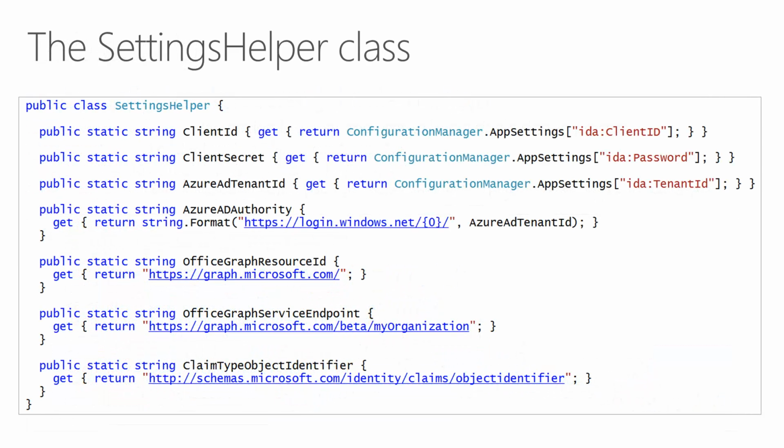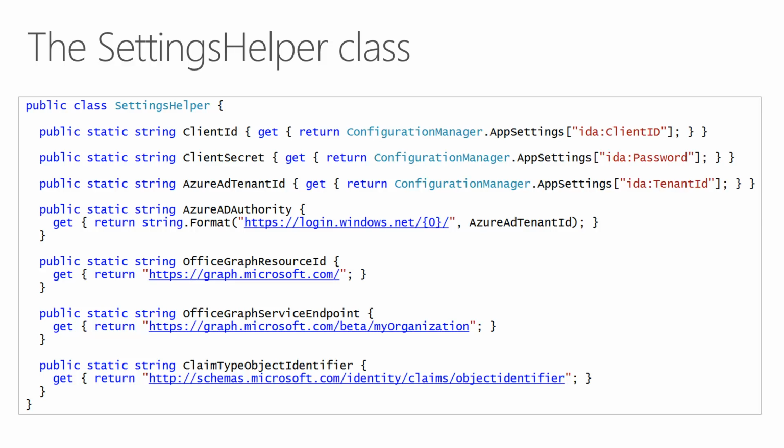we are going to add a settings helper class. Just so in our C# code, we can quickly pull out the client ID, client secret, or the Azure AD tenant ID. And you can see that these first three are basically just pulling values out of the web.config file. We have another value for the Azure AD authority, which is login.windows.net. And then we have our tenant ID inside there.